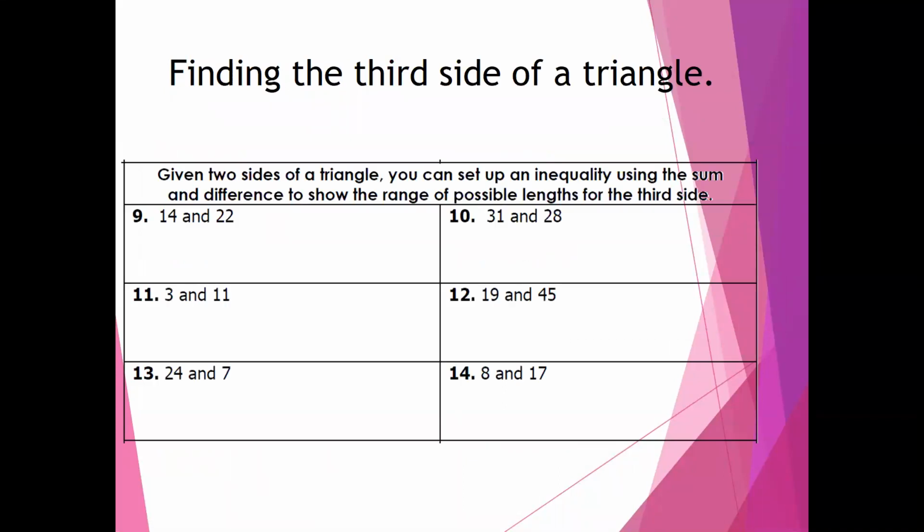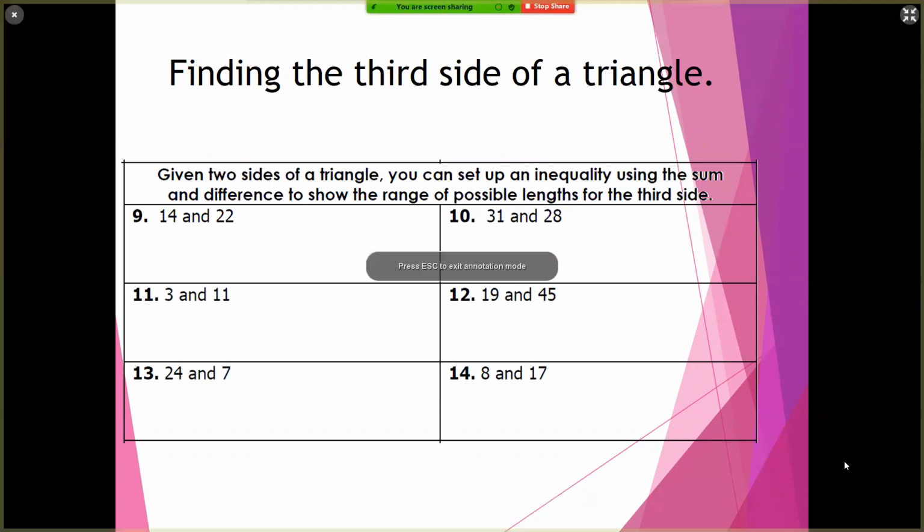Here we're going to find an inequality that represents the possible values of the third side. So we're given two sides of a triangle. We're going to set up an inequality using the sum and the difference to show the range of possible side lengths for the third side. So we're going to subtract. We're going to use x as our third side. So we're going to subtract to find the left number, add to find the right. So this is our difference and our sum.